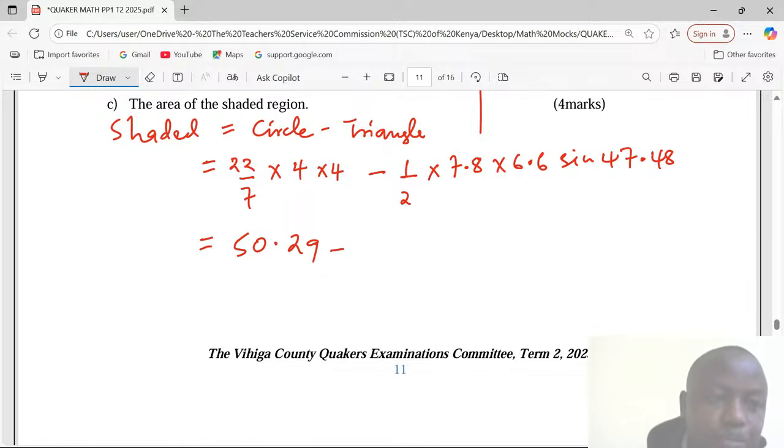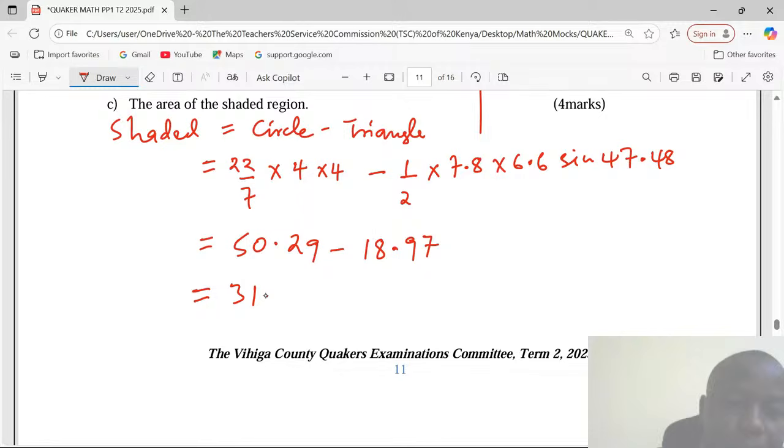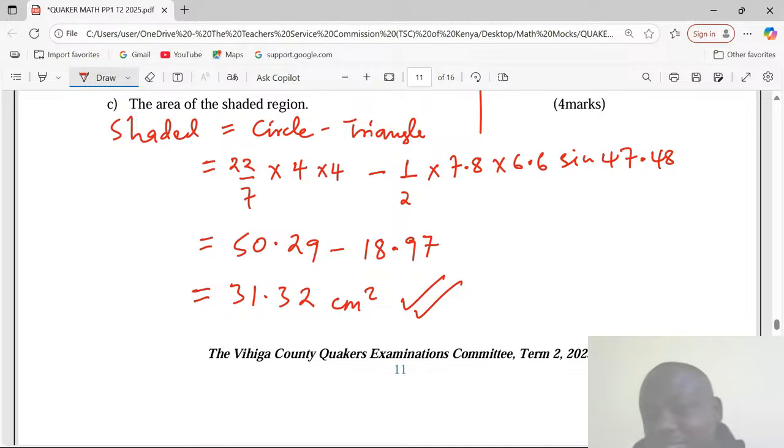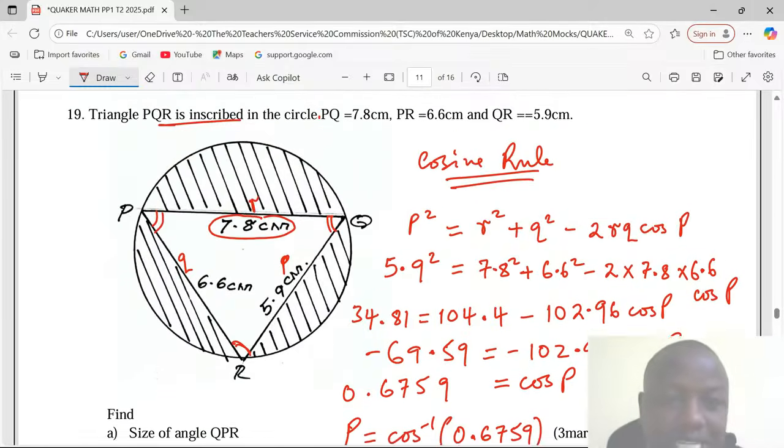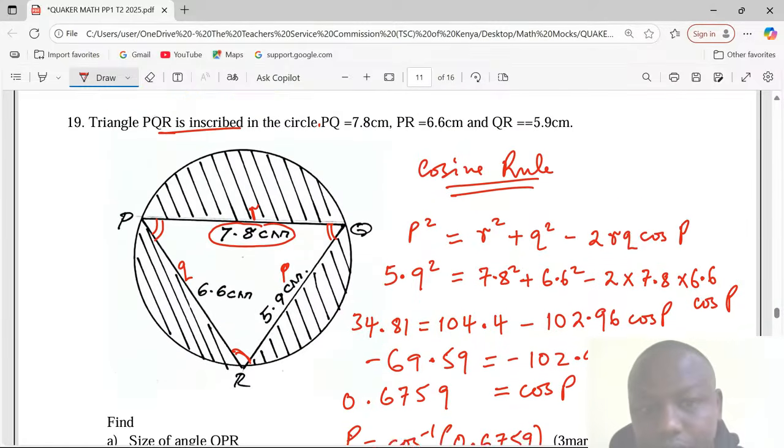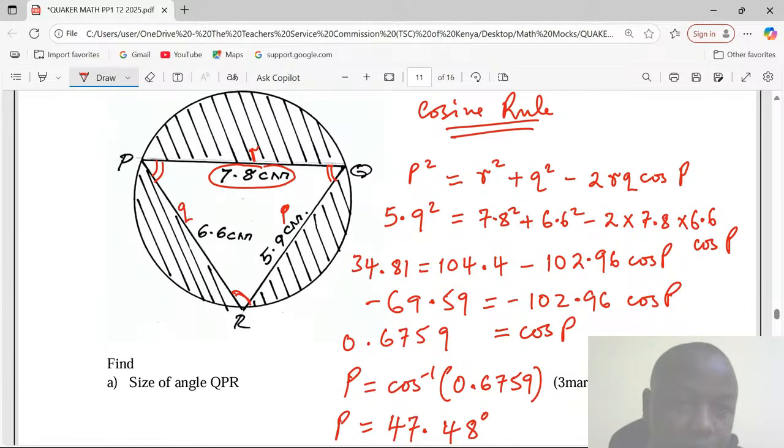minus half multiplied by 7.8 times 6.6, the sine of 47.48, giving us 18.97. So when we subtract all this, 50.29 minus 18.97, I'm getting 31.32 square centimeters. So that is the area of the shaded part, outside the triangle, inside the circle. So the triangle we subtracted from the circle. Circle minus triangle, get the shaded part.